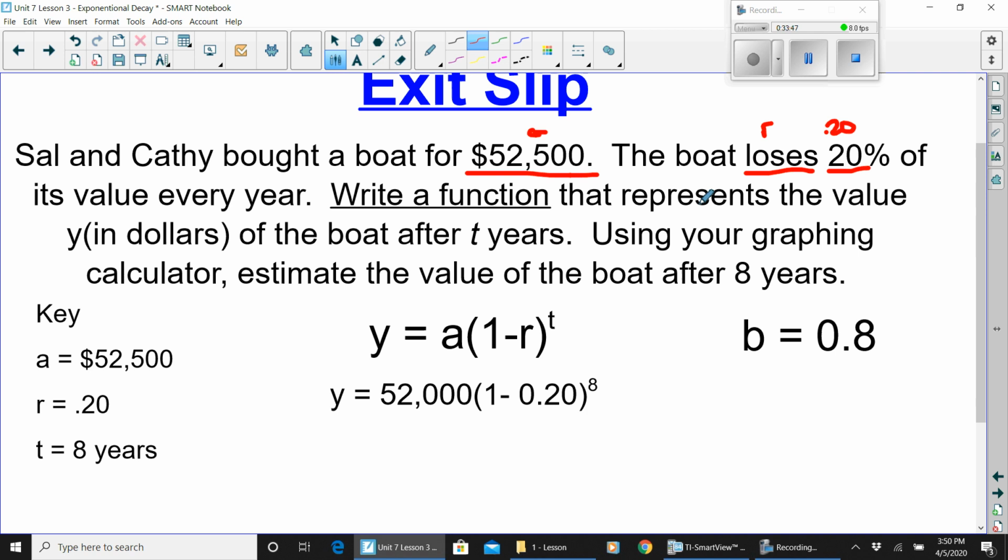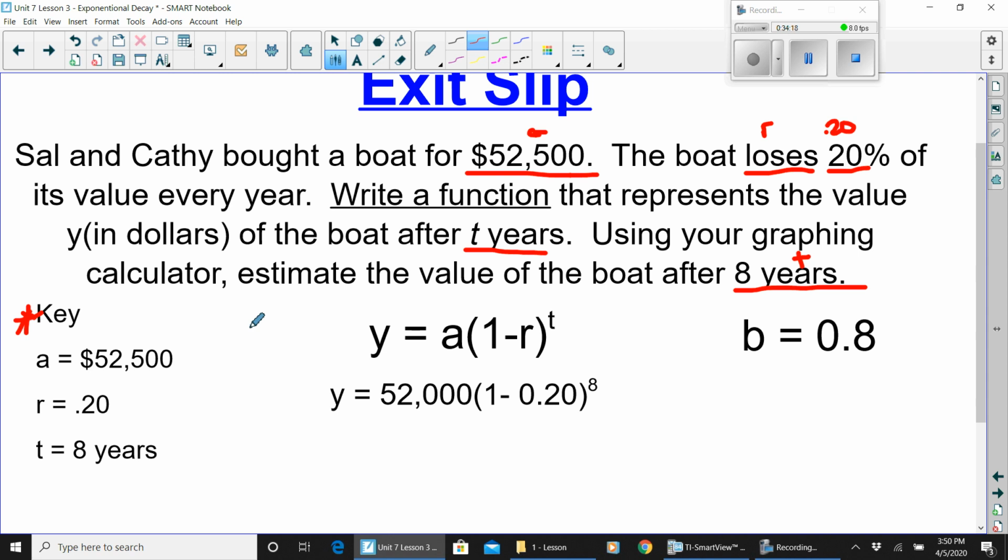Right? Write a function that represents the value after T years. And then, well, you need a T. The T is 8. And I made my key, which is what you should do every single time. All right, so A is 52,000. The rate is 0.20, loses 0.20.